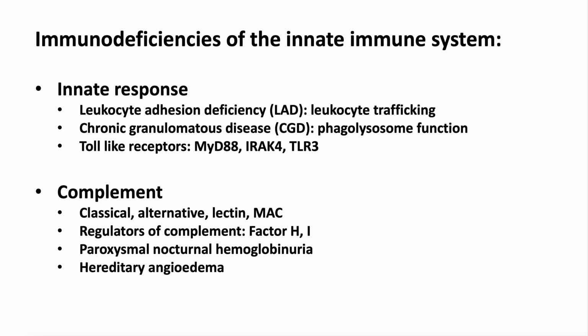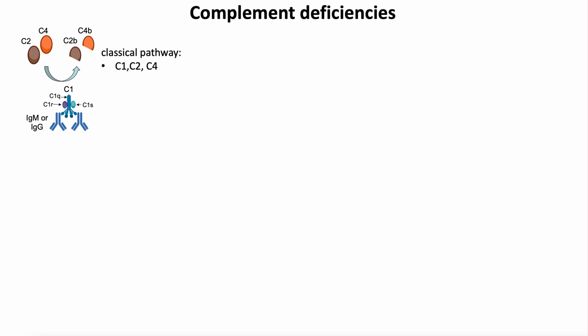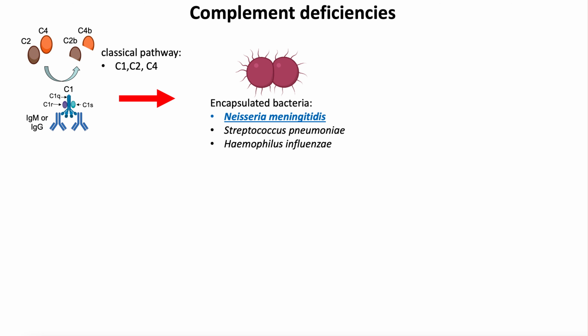So that's it for deficiencies of the adaptive immune system. I want to briefly review a few immunodeficiencies of the innate immune system. We've talked about most of these immunodeficiencies before, so hopefully this will just be review for you. First, there are complement deficiencies, and these can be deficiencies in the classical pathway, which can lead to susceptibility to infection with Neisseria meningitidis, an encapsulated pathogen, other encapsulated bacteria as well, such as Streptococcus pneumoniae and Haemophilus influenzae. But really, when you're thinking about complement deficiency, you're really thinking primarily about susceptibility to Neisseria meningitidis infection.